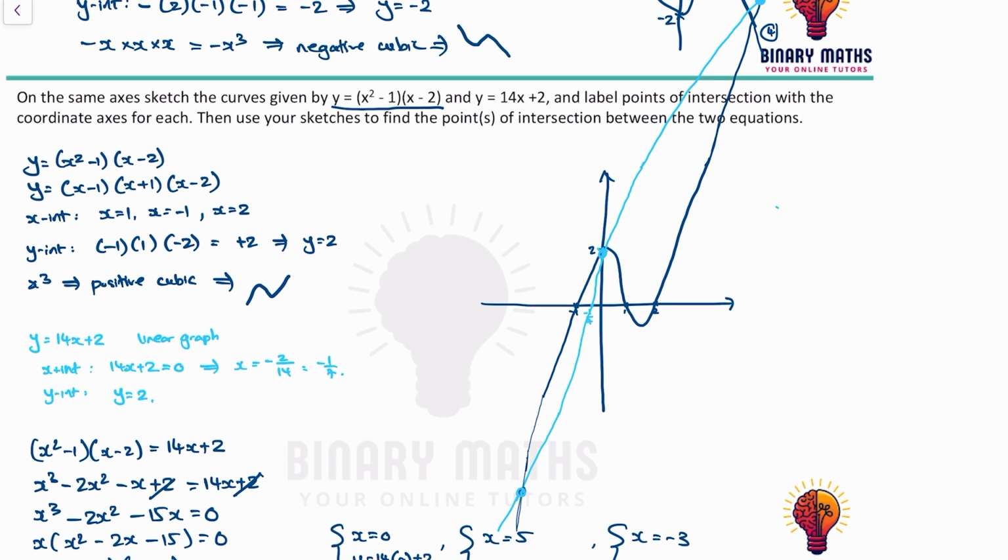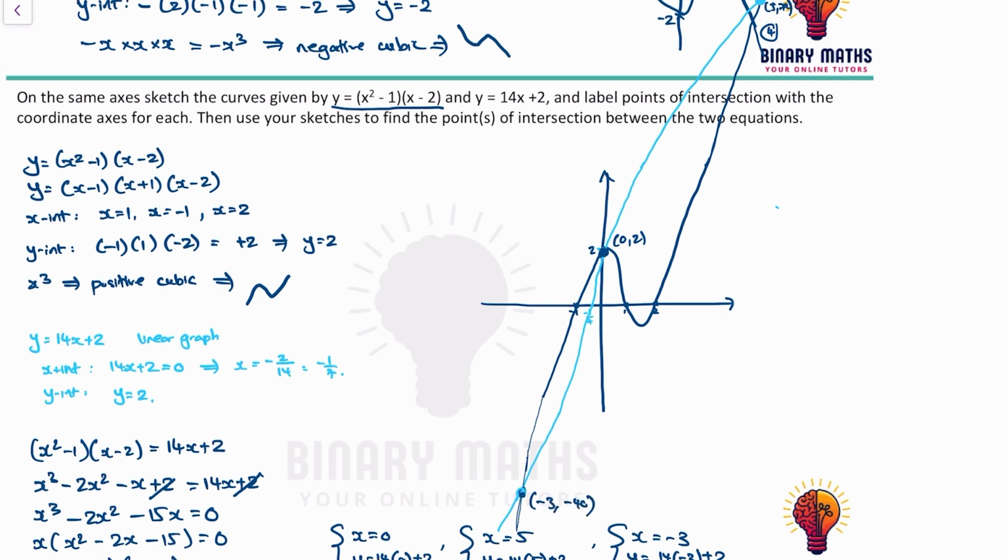So x equals 0, y is equal to 2, which is this point here, 0, 2, which makes sense. Y is equal to 14 times 5 plus 2, which means y is equal to 72. So 5, 72 will be that one. So this one is 0, 2. This one is 5, 72. And the last point will be 14 times negative 3 plus 2, which is negative 42 plus 2, which is y is equal to negative 40. So the last point here will be negative 3, negative 40.